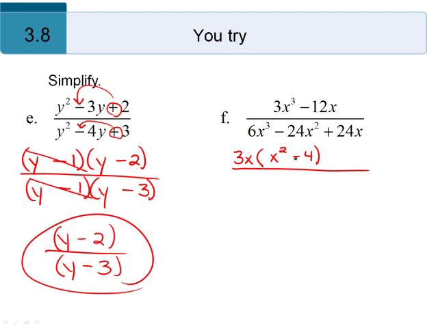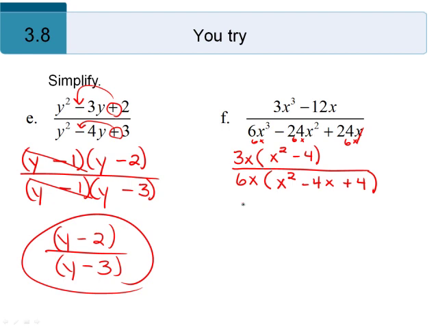Just relax. Now look at the bottom. The common factor there, 6 goes into all those, and x is your smallest exponent. So 6x is going to come out front. That's going to leave x squared. When we divide, remember, go back and divide each term by 6x. Let's see, minus 4x plus 4, because there the x's cancel on the last term.